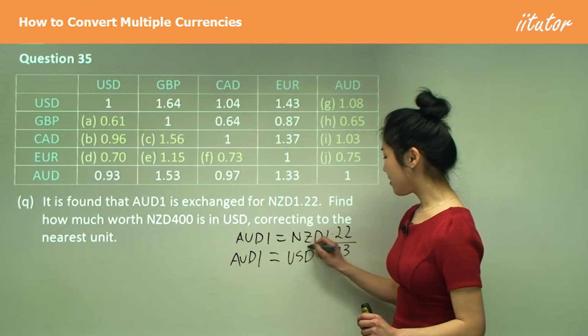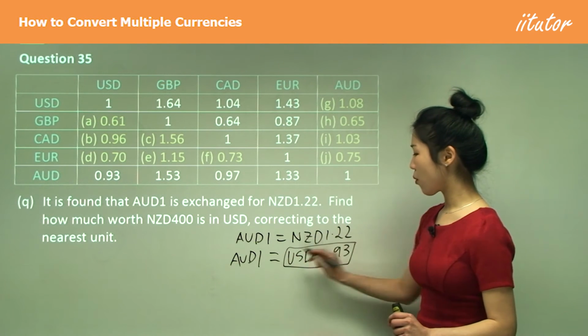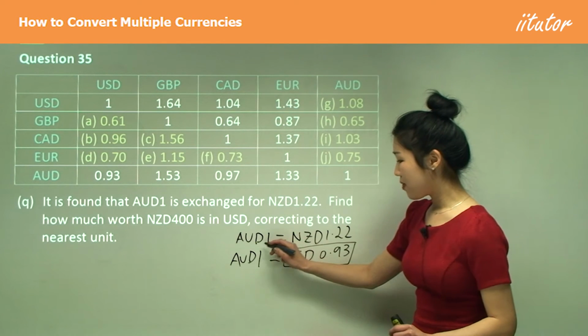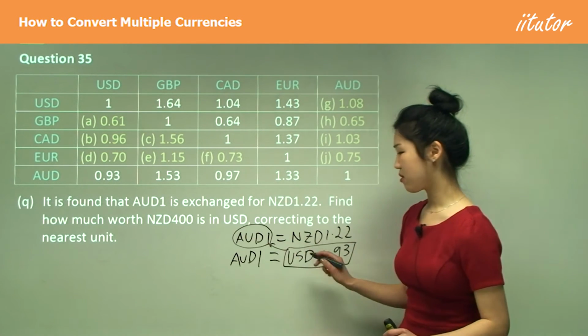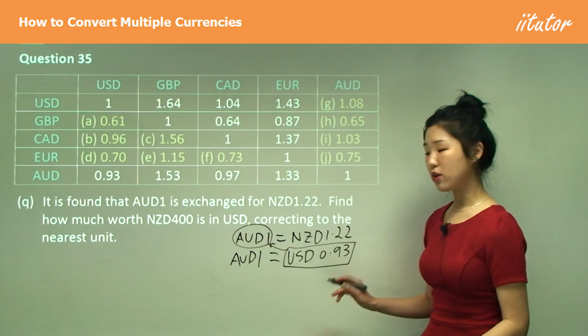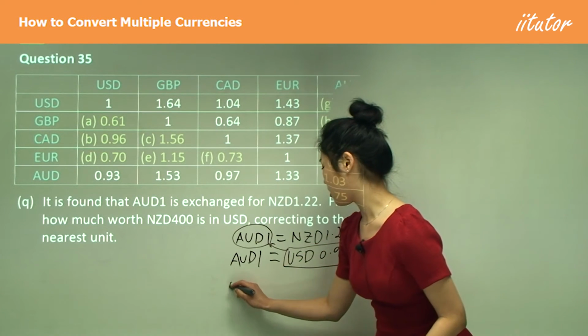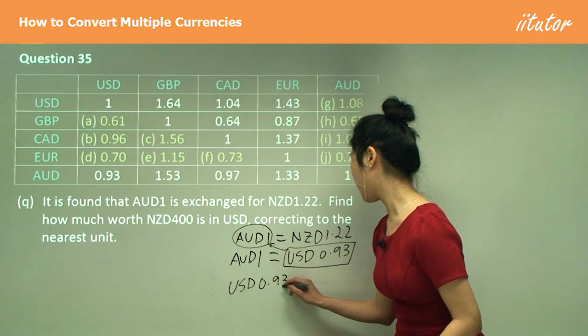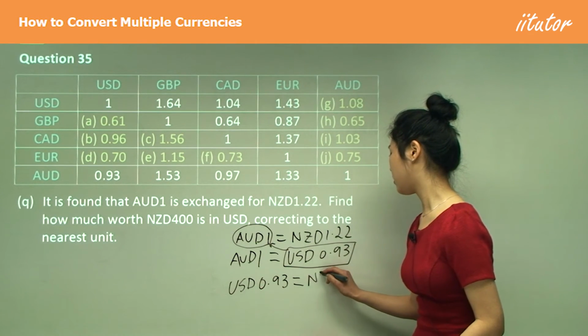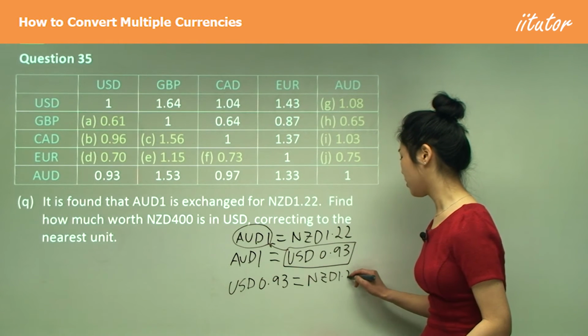0.93. Because this is equivalent to 1 Australian dollar and this is also 1 Australian dollar, I can put this directly in there because it's exactly the same. So that's what I'm going to do. Now I'm going to put that in there. So USD 0.93 equals New Zealand dollar 1.22.